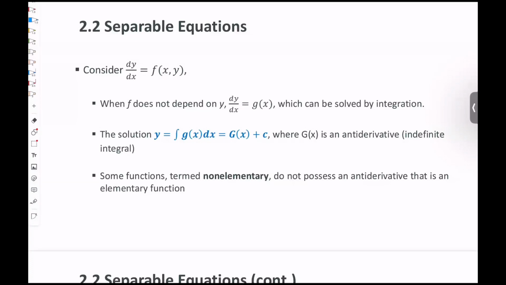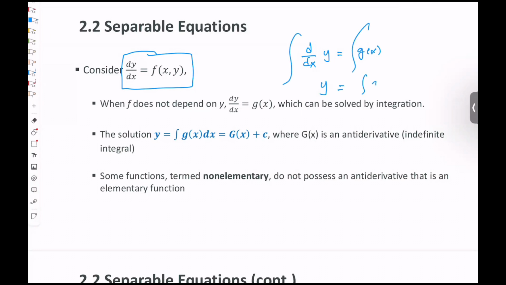Okay, 2.2 separable equations. In chapter 2, we're talking about first order differential equations. When f does not depend on y, then dy over dx equals g of x, which can be solved by integration. Meaning when we have d over dx y equals g of x, then take the integral of both sides. That means y equals the integral of g of x. Once you solve for this, we end up getting capital G of x plus c.